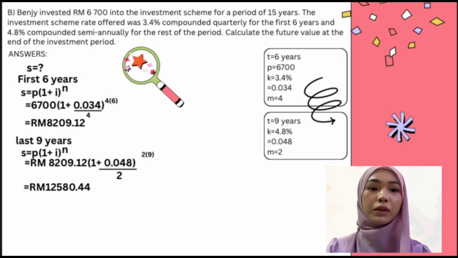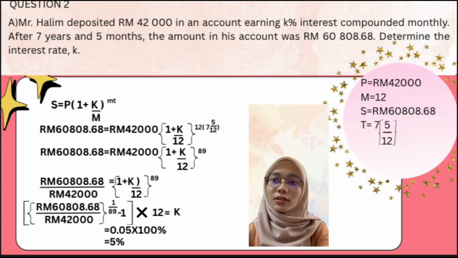So next we have to find for the remaining years. So we use the same formula. So 8,209.12(1 + 0.048/2)^(2 x 9). So the final answer is 12,518.44.